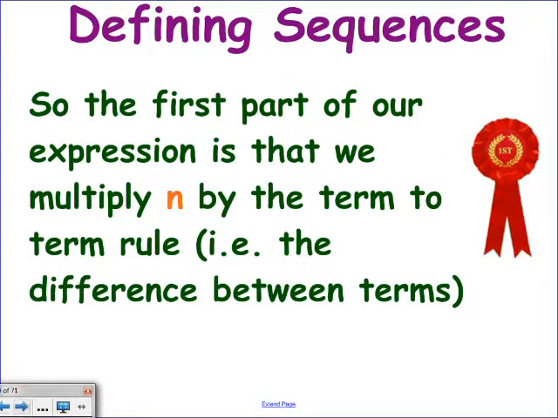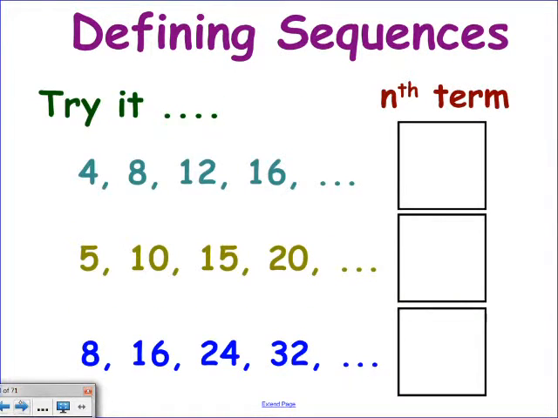That's the first bit. Okay? So the first part of our expression is that we multiply this positional value, n, by the term-to-term rule, whether it's positive or negative. Okay? So let's try it. You do those three for me. Tell me what the nth term is for each of those sequences. So look at the term-to-term rule, and you multiply the position, the letter n, by that rule.